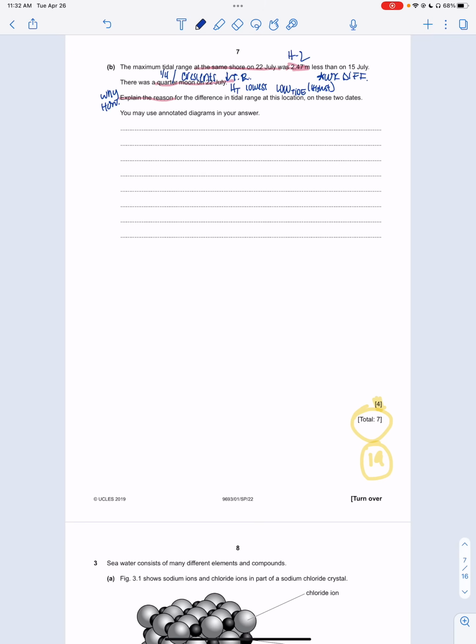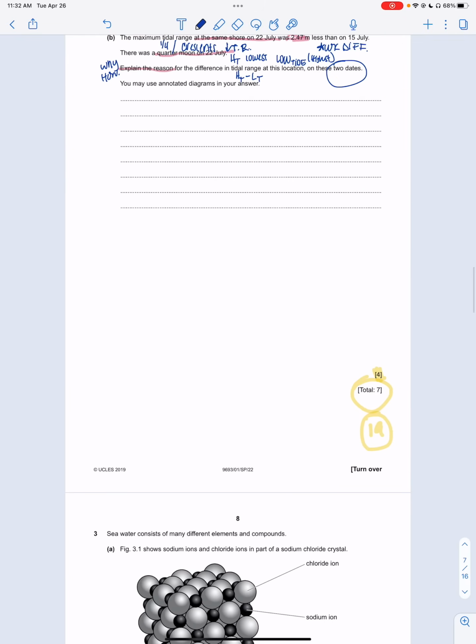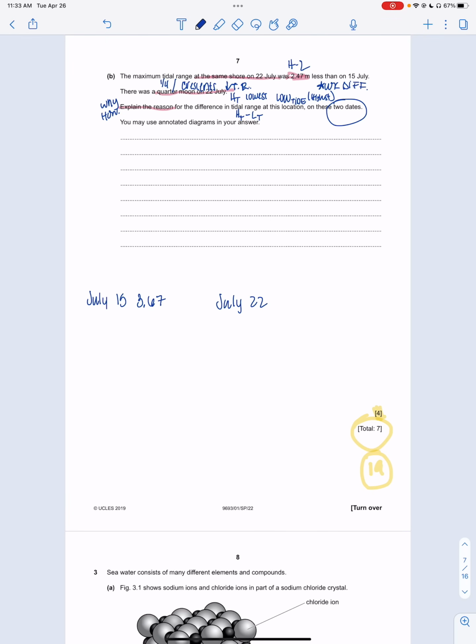For the difference in tidal range, so again, the difference between high tide minus low tide at this location on these 2 dates. So why is there a difference between July 15th, when we see the tidal range is 3.67, and then July 22nd, when they said it was actually 2.47 meters less than what it was. So 3.67 minus 2.47 meters. Okay, so July 22nd, it's going to be 1.2, right? But they don't ask that. Got to give reasons for why that would happen.